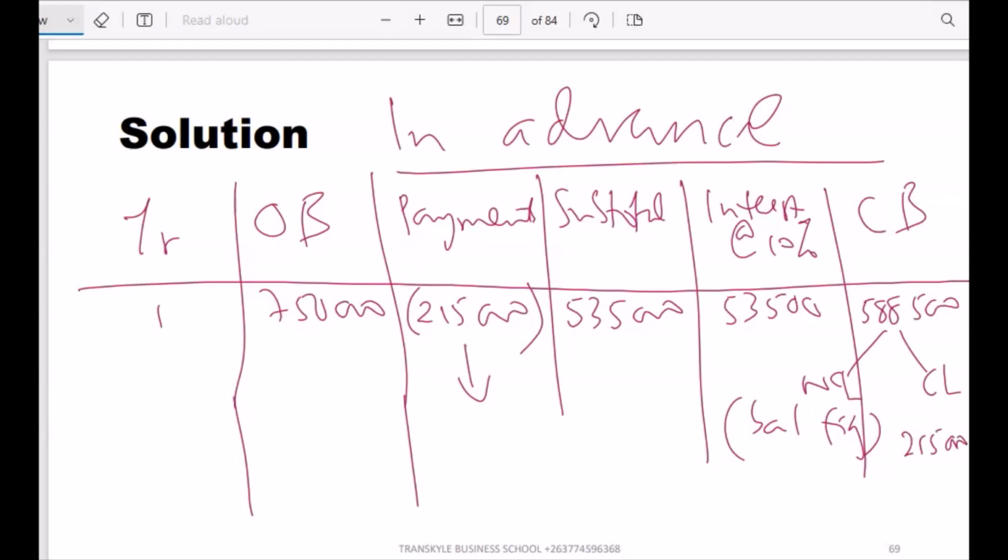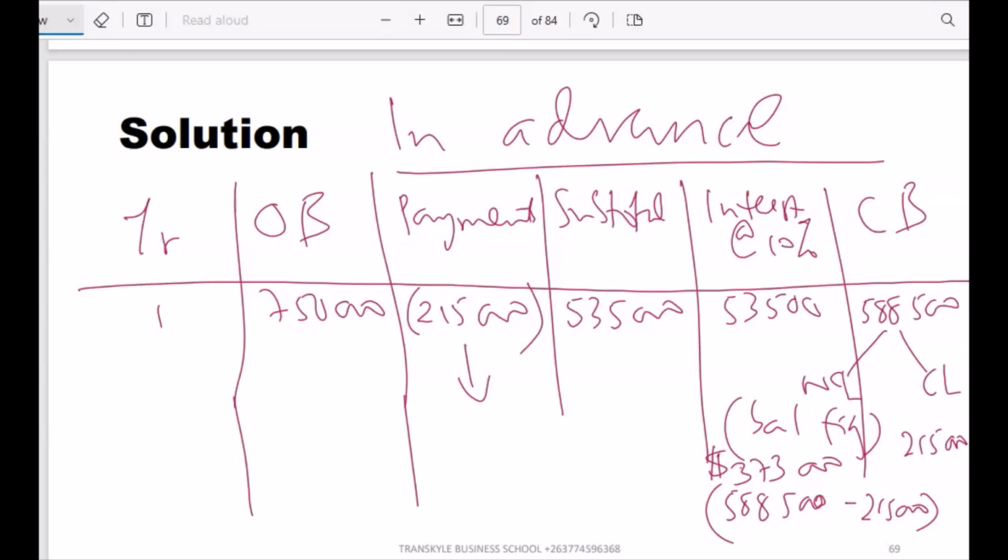So our current liability is automatically 215,000, but the non-current liability, that's the balancing figure. For the non-current liability, you just have to say 588,500 minus 215,000, and you realize that this should be 373,000. That's our non-current liability component.